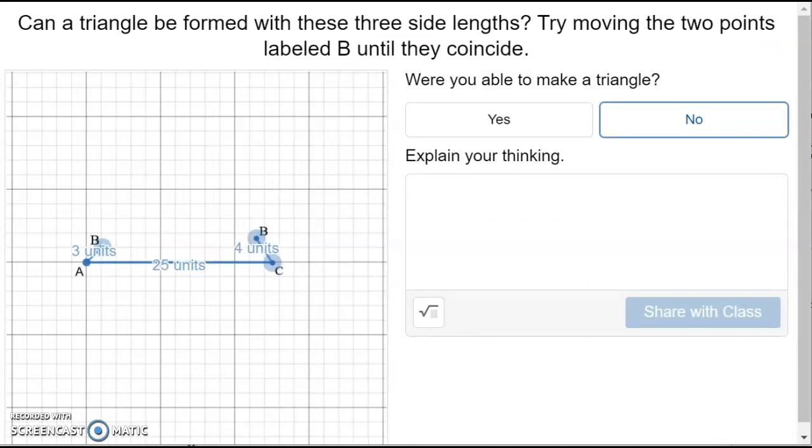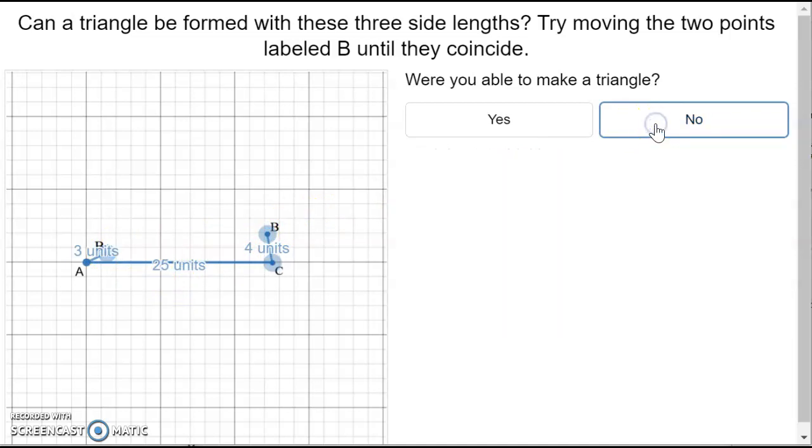Okay, then let's try this. Can a triangle be formed with these 3 side lengths? Try moving the 2 points labeled B. There is my B and there's my B, until they coincide. Remember, we need to form an enclosed shape in order for it to be a triangle. Can I move this? And can point B and point B ever coincide? No. So with lengths of 3 units, 4 units, and 25 units, you cannot form a triangle. So I'm going to say no.